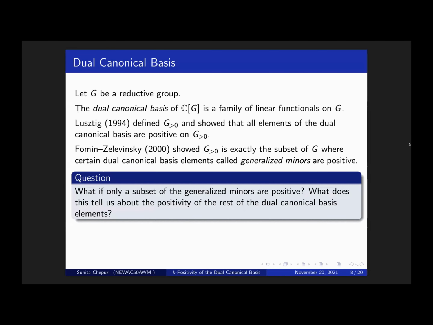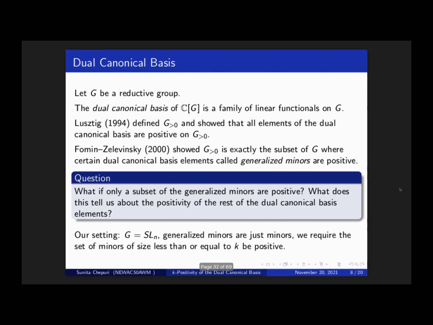So the very broad question is, what if only a subset of these generalized minors are positive? What does this tell us about the positivity of the rest of the dual canonical basis elements, right? So if all of our generalized minors are positive, then we know we're in this totally positive part of G, and then we know that all elements of the dual canonical basis are positive. But what if we only know that some of the generalized minors are positive?